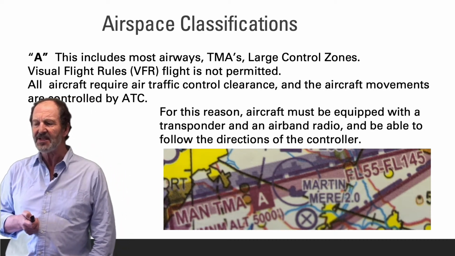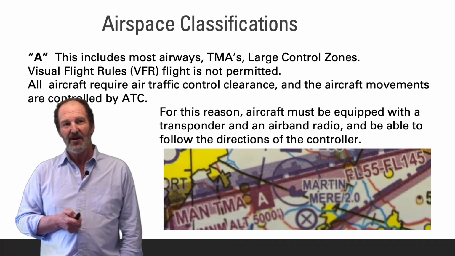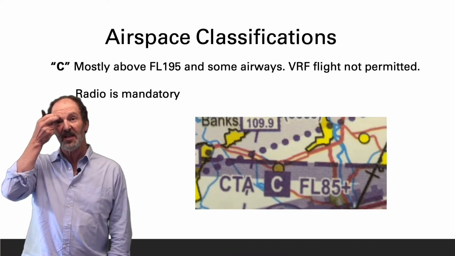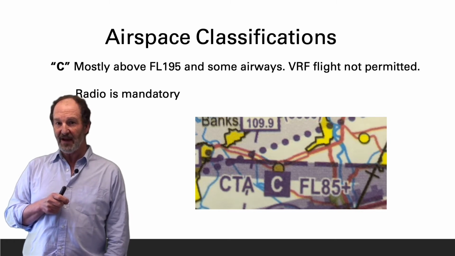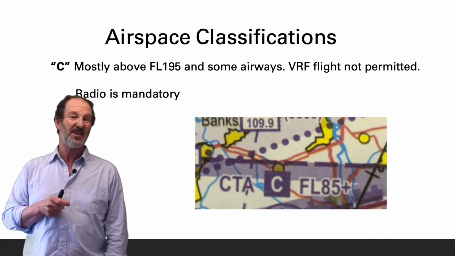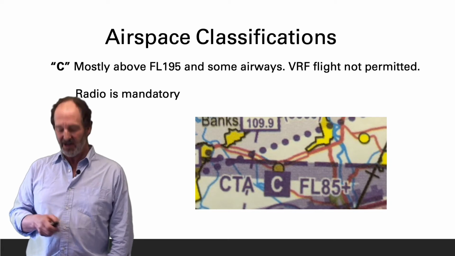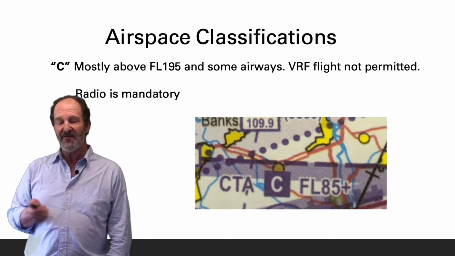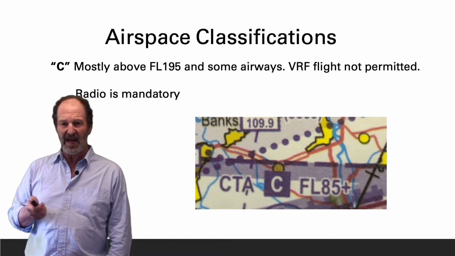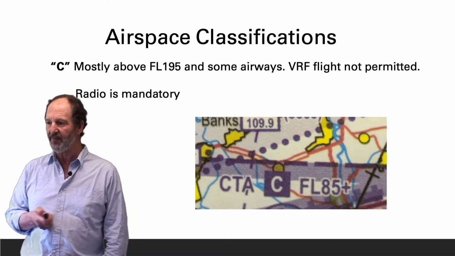The next type is Class C airspace. Not very much interest to us. Class C is fundamentally above, it's a few airways, but most of it is above flight level 195, which is 19,500 feet. So unless you've got a pressurized cabin and oxygen, it's not really much use. VFR flight is not permitted anyway. So a bit like Class A, we can't manage.